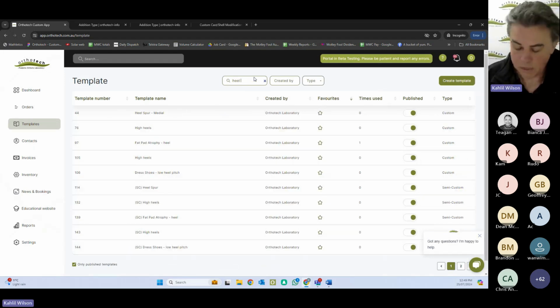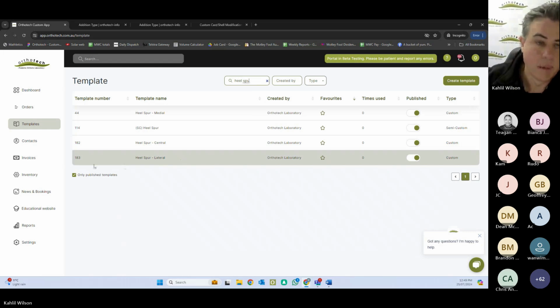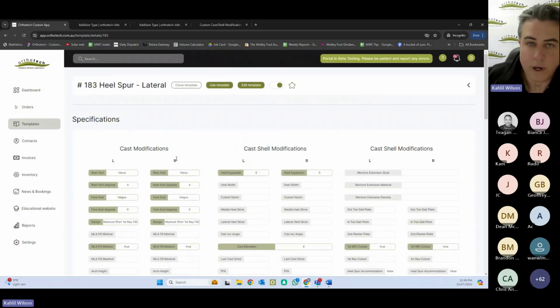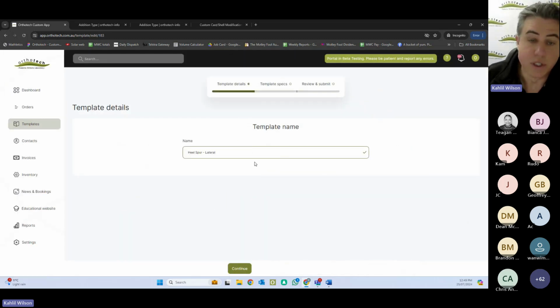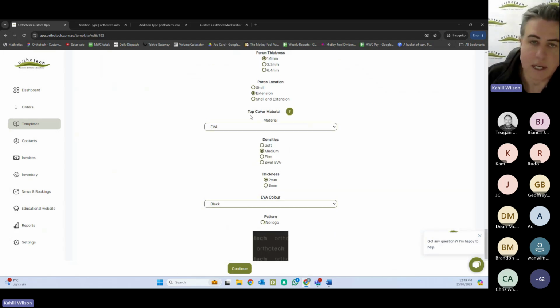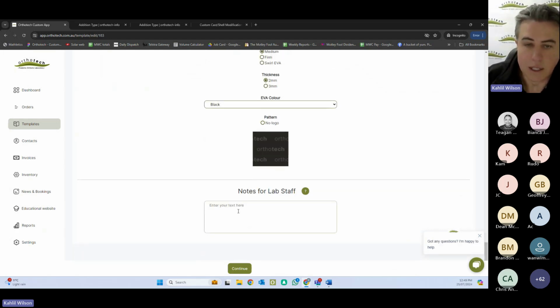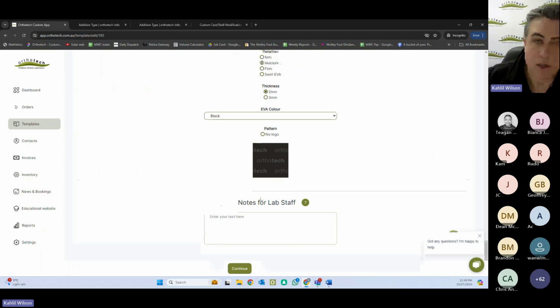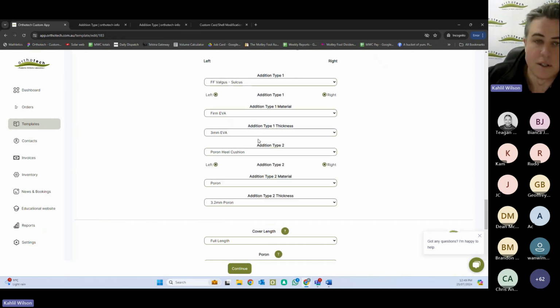Oh, heel pain, heel spur. When it's lateral, what we'll be recommending is just a heel cushion, so a poron heel cushion. So everything else remains the same. Get down here, and I haven't added it. Oh, hang on, no, sorry, I've added it in the addition type. So got a forefoot valgus if that suits, and then you've got a poron heel cushion.